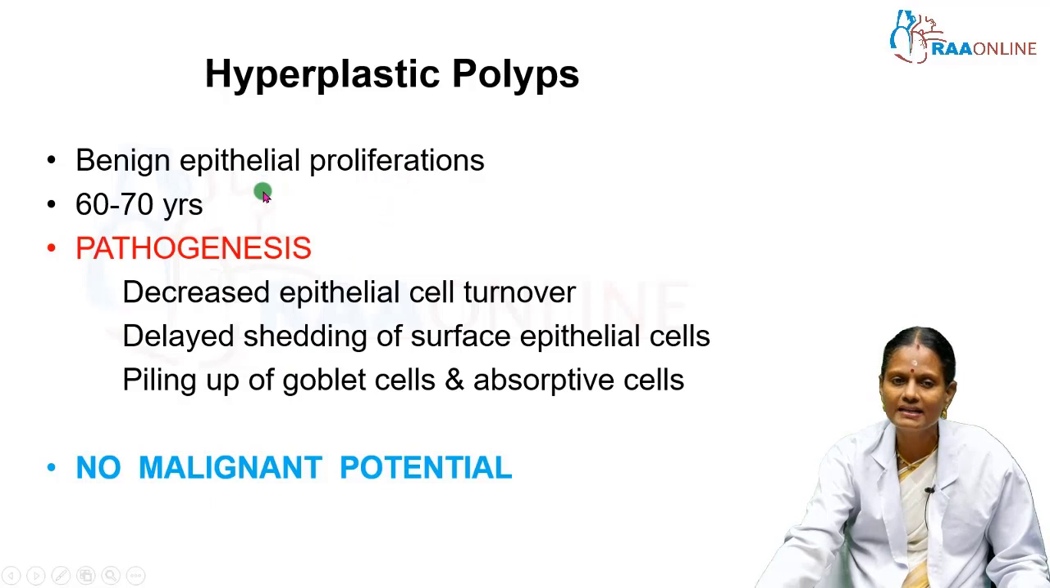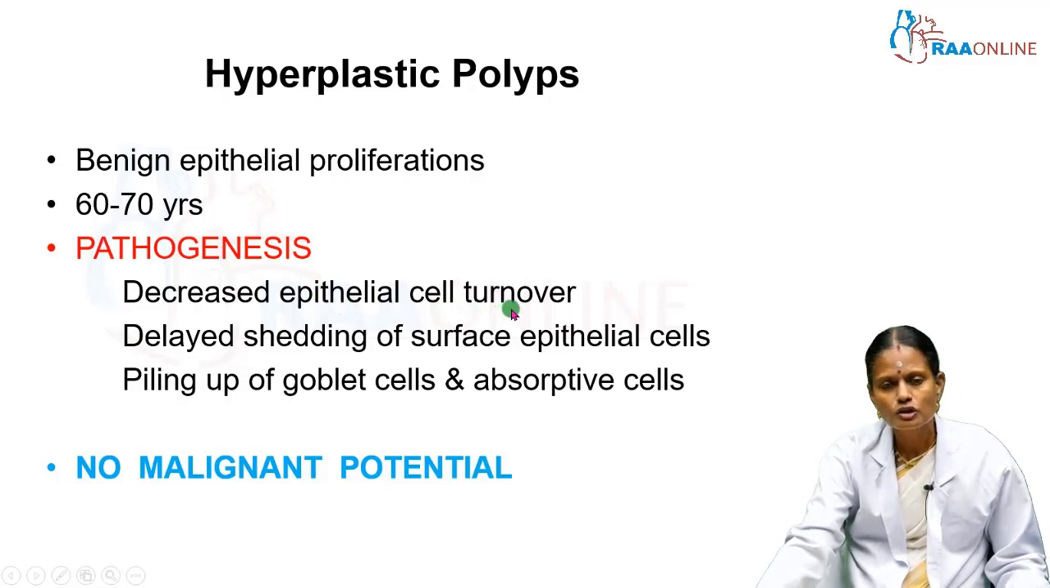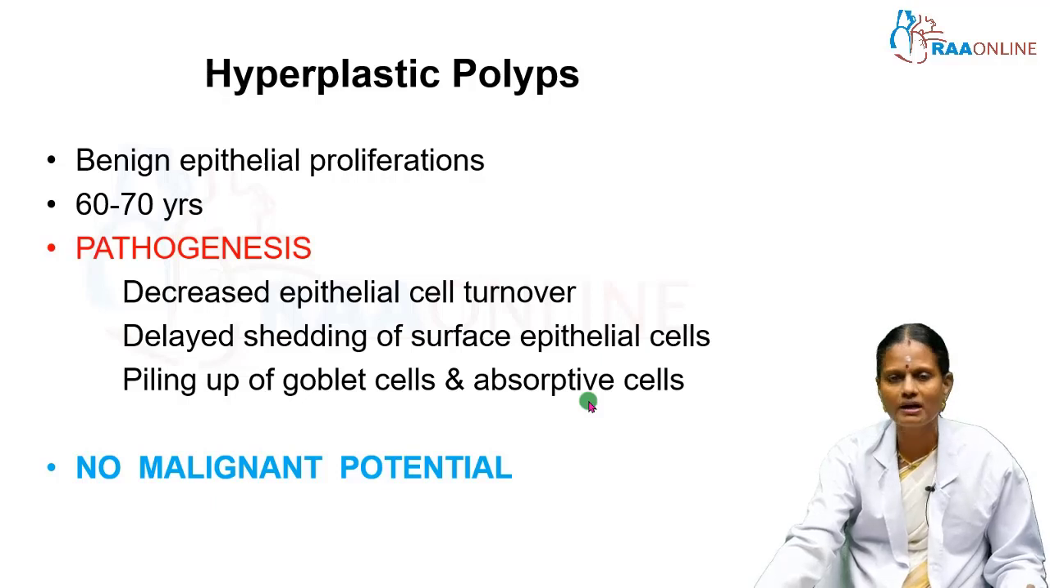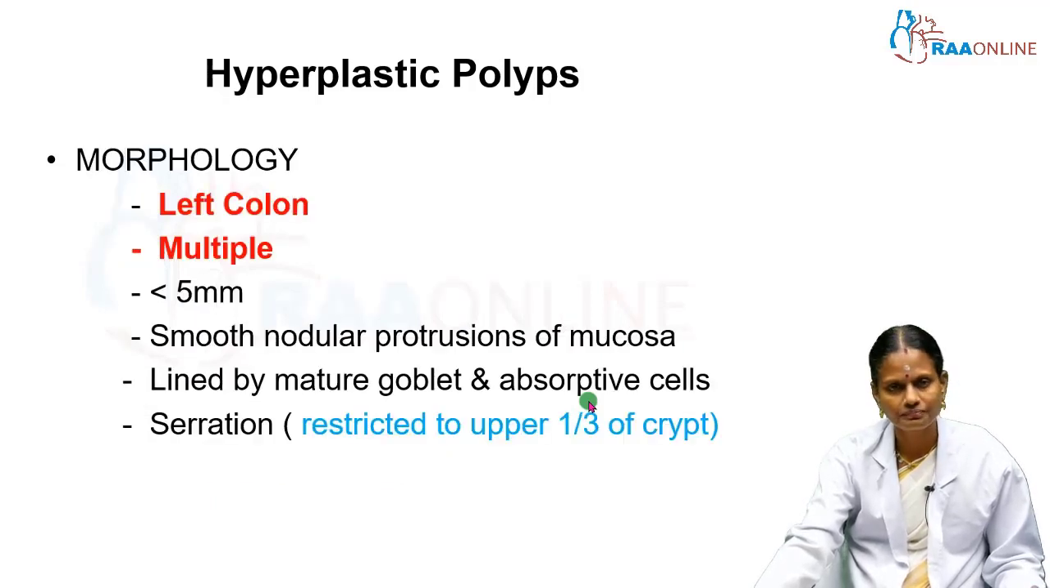They are common in the elderly age group of 60 to 70 years and they occur because of decreased epithelial cell turnover. So, the epithelial cells are not shed and they are piled up. This leads to piling up of the goblet cells as well as the absorptive cells of the intestine. But, as we saw in the stomach polyps, they have no malignant potential.